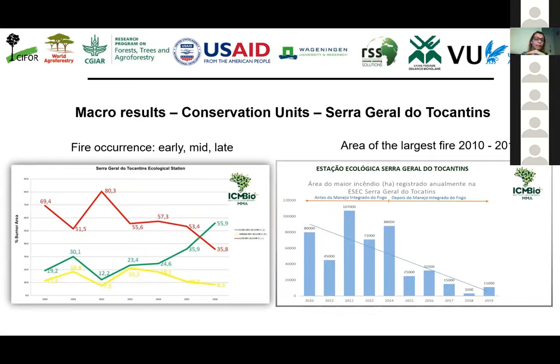In the specific case of ecological station Serra Geral do Tocantins, in the left graph, the analysis of the percentage of burned area shows clearly that at the same time that the early dry season fires are applied, represented by the green line, the area affected by late dry season fires, represented by the red line, decreases.